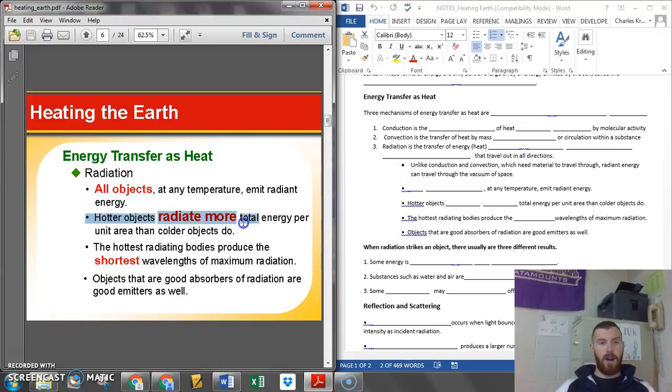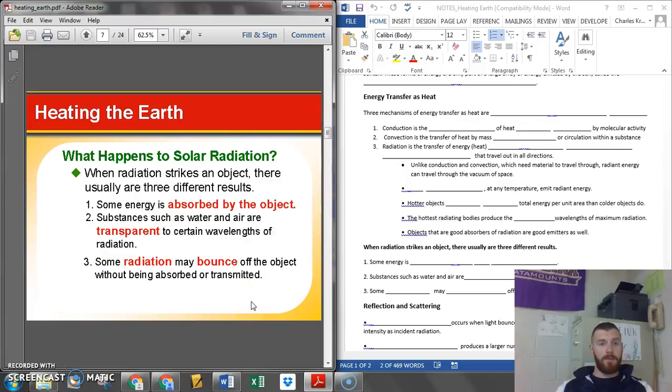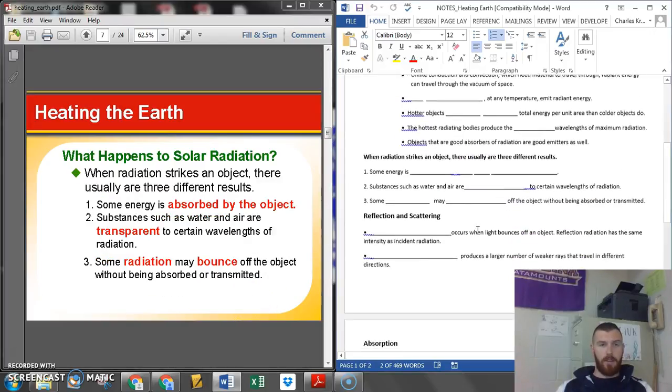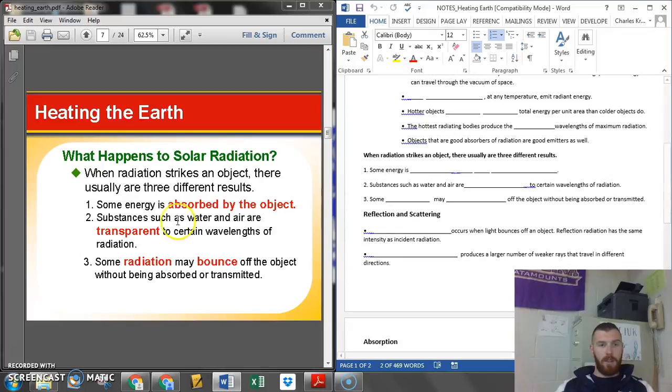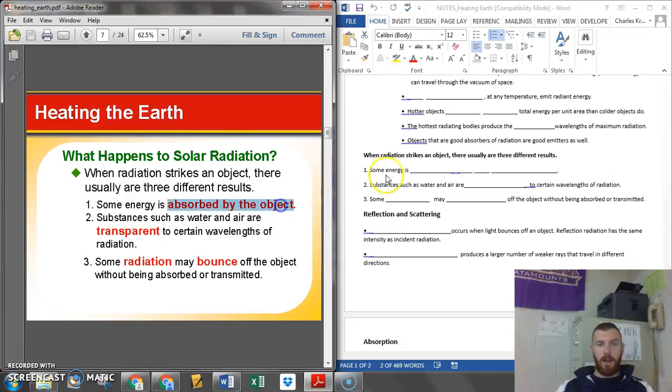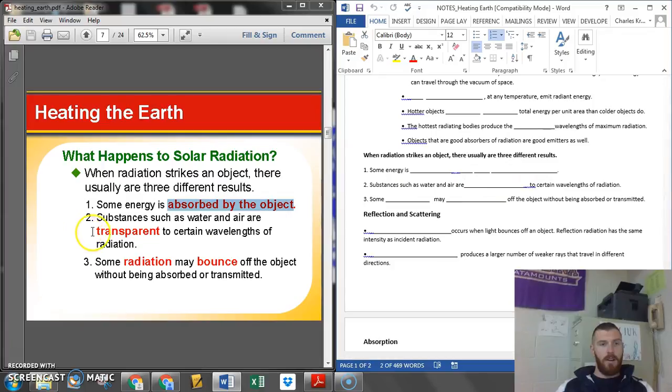Okay, like I said, hotter objects will radiate more heat energy. The hottest radiating bodies will produce the shortest wavelengths of maximum radiation. And things that are good absorbers of radiation are also good emitters as well. Okay, so what happens to solar radiation? There are three different things that we can talk about here. Some energy is absorbed by the object, which will go here.